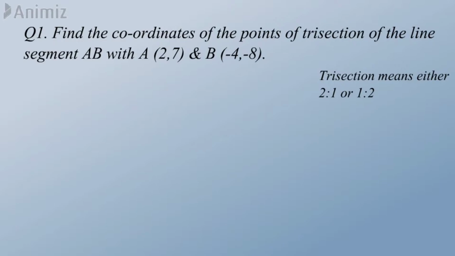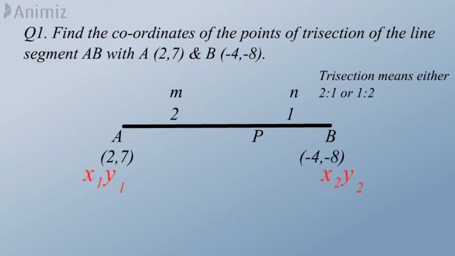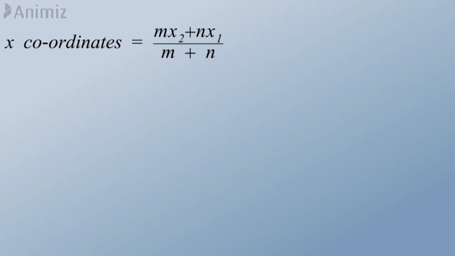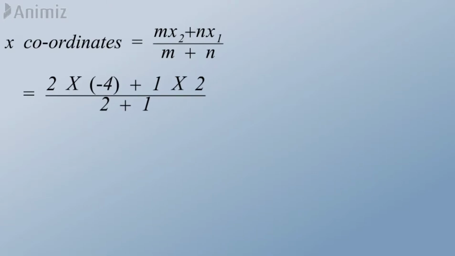For the first possibility, first you have to draw the line AB. Consider their coordinates. Take the ratio 2:1. That ratio will be m:n, and A coordinates x1, y1, B coordinates x2, y2. So P divides AB in 2:1. So you have to proceed with the section formula. According to the section formula, the x coordinate of P will be (mx2 plus nx1) upon (m plus n). Now let's substitute the values. It will be (2 into -4 plus 1 into 2) upon (2 plus 1).